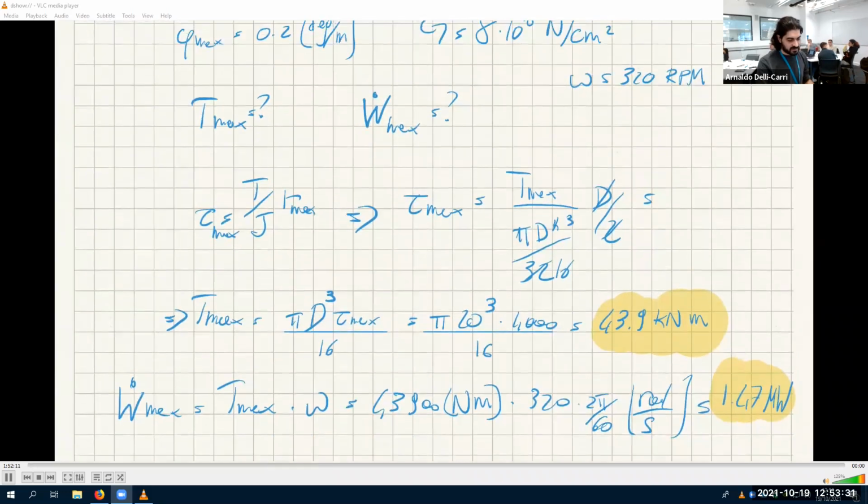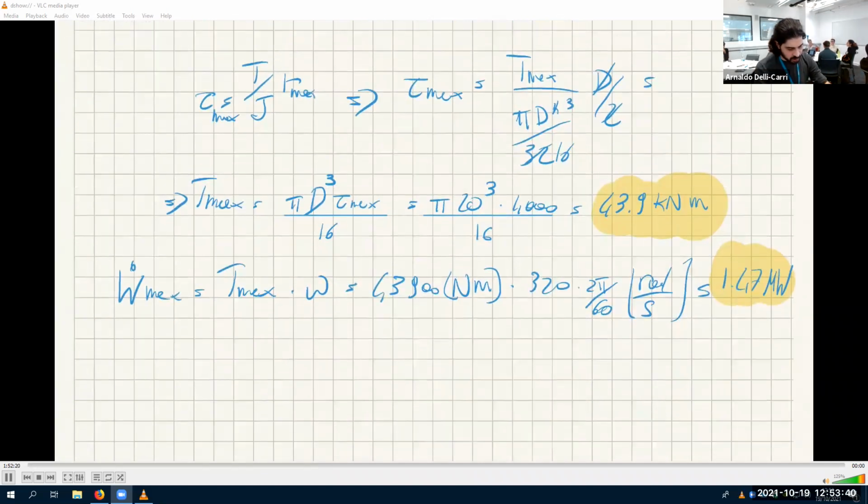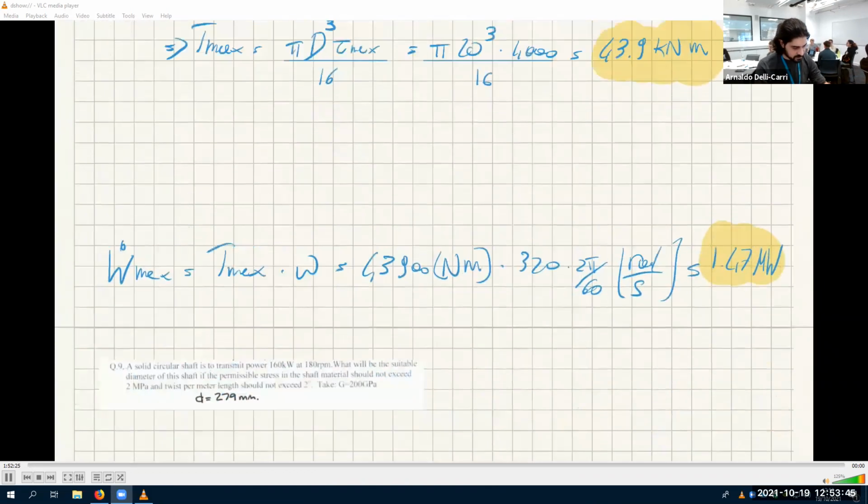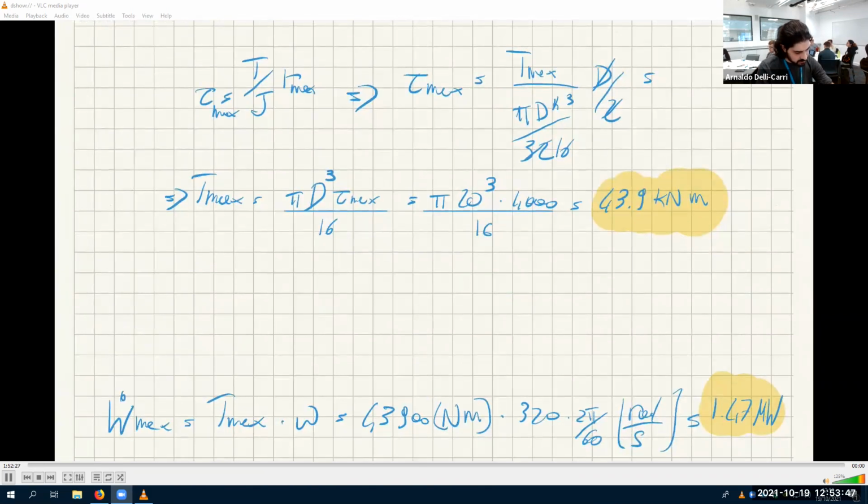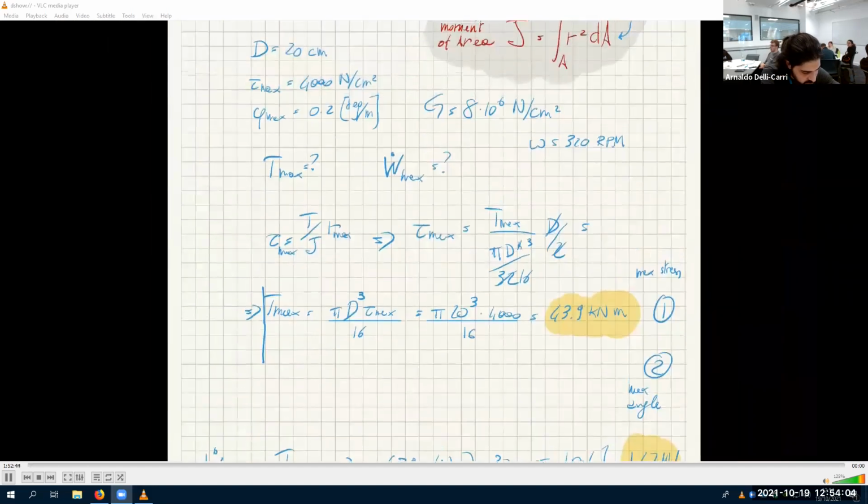We found the tau max, we found T max given tau max. We can also find T max given the other one. So let me not solve question 9, because I want to finish this one. So this is one condition. This is condition 1, maximum stress. We also have the maximum torque for condition 2, max angle.